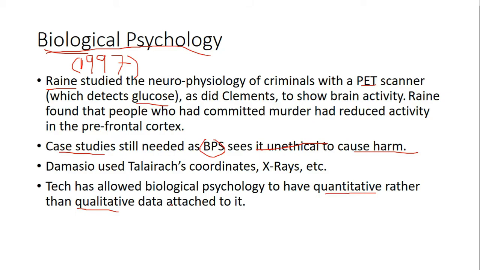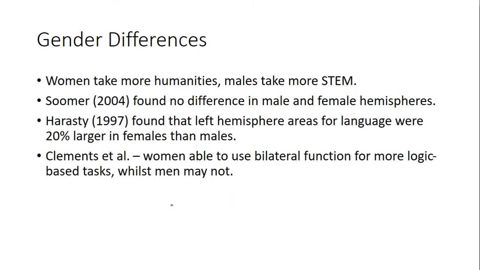Technology throughout time, so X-rays, 3D imaging, and PET scanners, has allowed biological psychology to have quantitative data, and that means it's more objective. And that means that when you research Phineas Gage, you're not just trying to rely on records from 200-odd years ago, you're actually looking at, oh, here, let's put his skull in a 3D imager.